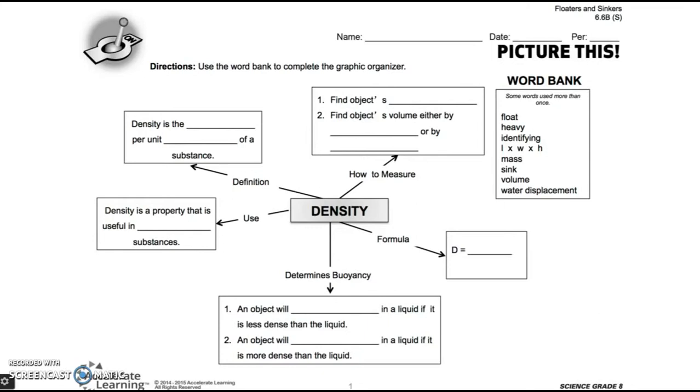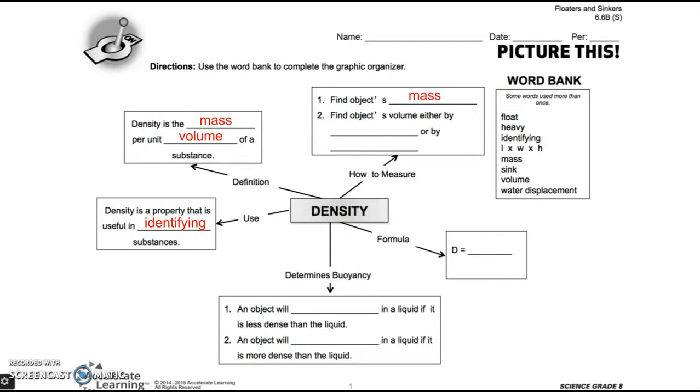Density is the mass per unit volume of a substance. That's the definition of it. So make sure you copy that onto your paper, your notes. Density is the mass per unit volume of a substance, and we're going to see what that means in just a little bit. Density is a property useful in identifying substances. All substances have different densities, and you can use it to identify them.